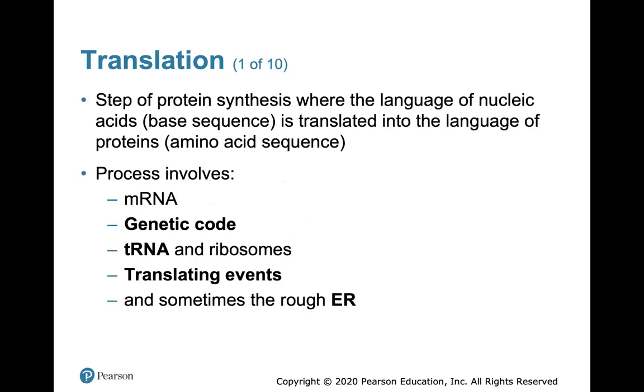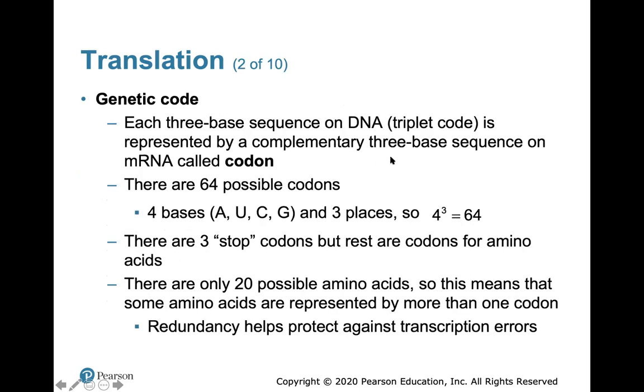Translation is then the complex steps of protein synthesis, where the language of the nucleic acids, the base sequence, is translated into the language of proteins, the amino acid sequence. And the process involves the messenger RNA that came from the nucleus, the genetic code, the transfer RNA in ribosomes, the translating events, and sometimes the rough endoplasmic reticulum. So the genetic code, again, is each 3 base sequence on the DNA. It's represented by a complementary 3 base sequence on the mRNA called a codon.